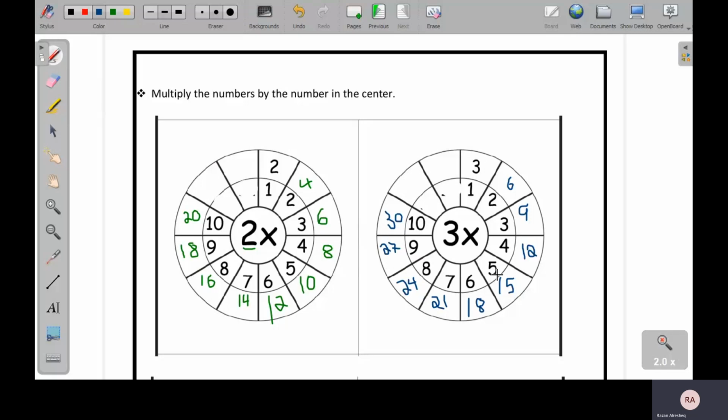So here I finished my 3 times table. I can check my answers by skip counting starting from 3 by 3s to make sure all of them are correct. This is a really fun and easy strategy to use to understand your times tables and to connect it to repeated addition and to skip counting.